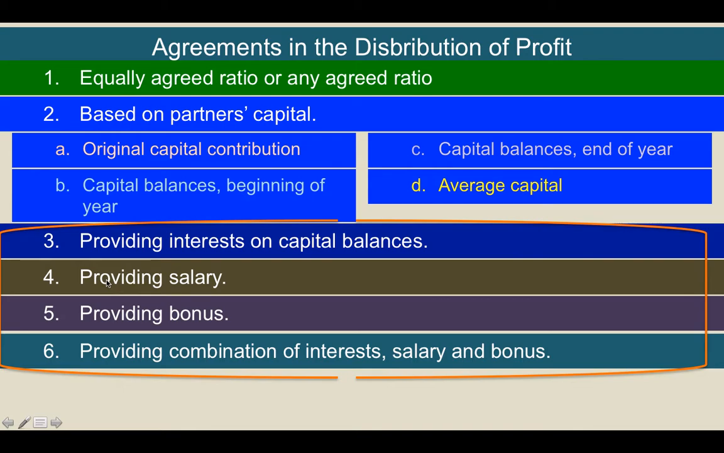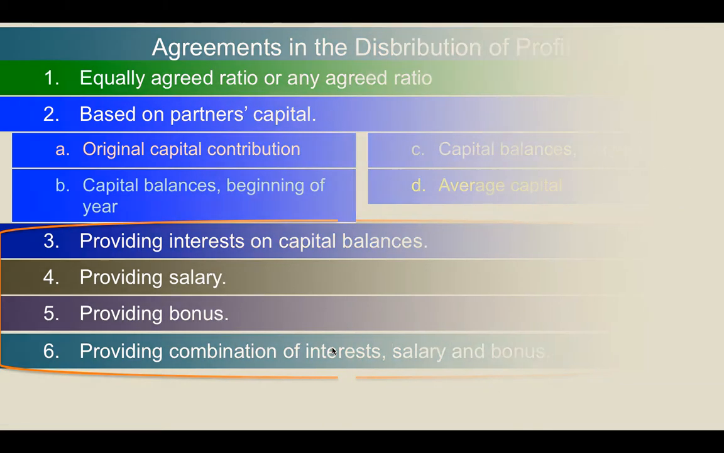Number 4, which is providing salary. And number 5, providing bonus. And number 6, providing combination of interest, salary, and bonus. Okay, let us begin.